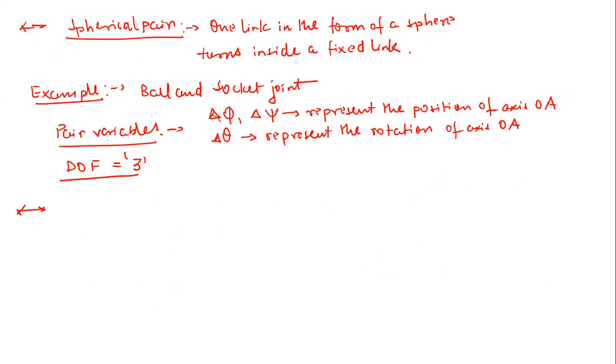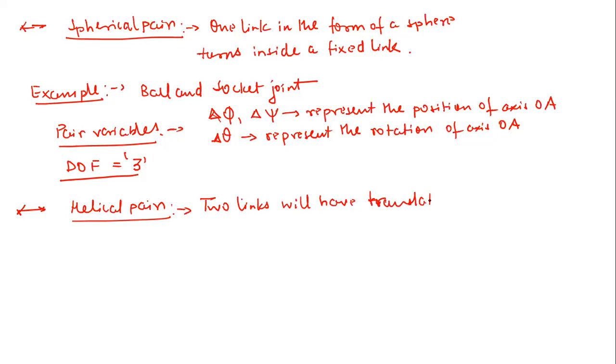Now let us move to another type of joint. This is also very important: the helical pair. Here again, the two links will have relative translational as well as rotational motion, right?